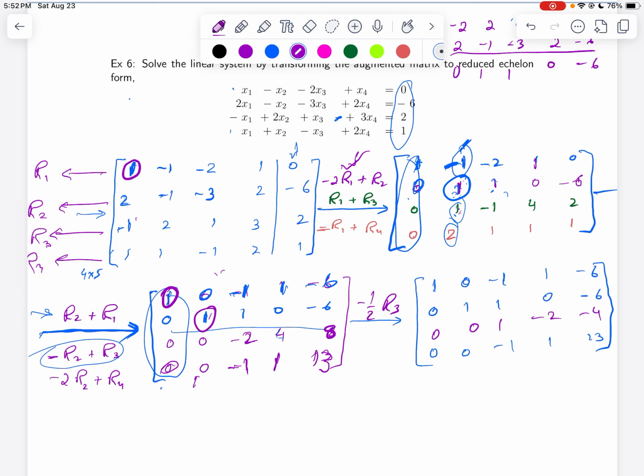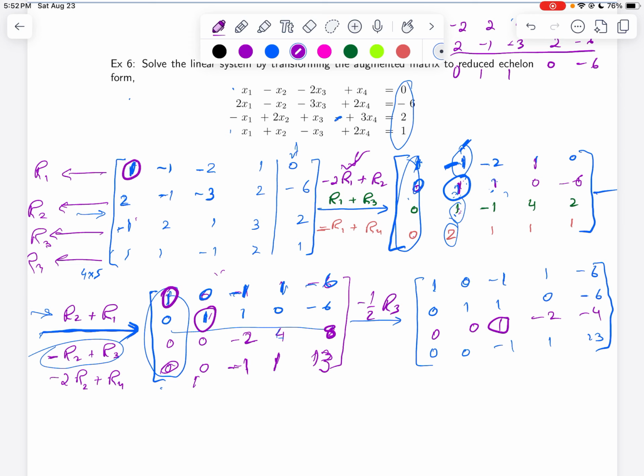Okay. Now, where is the pivot? Now the pivot is over here. So what is your job now? To make the other entries in that column 0. So how will you do that? Well, you will use the third row, not the second, not the first, not the fourth.